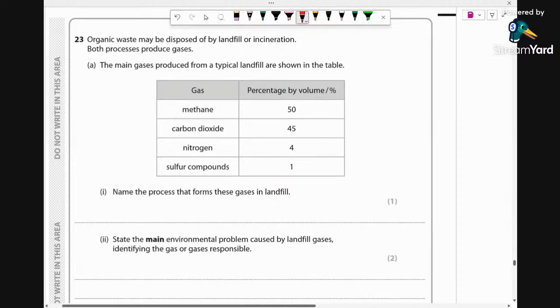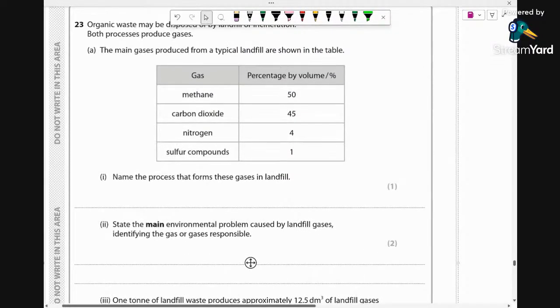Name the process that forms these gases in landfill. Decomposition. Organic waste may be disposed of in a landfill. Both processes produce gas. They produce percentage typical in landfill. Name the process that forms these gases in landfill. It's biodegrading because it's organisms eating it. That's why you get methane.